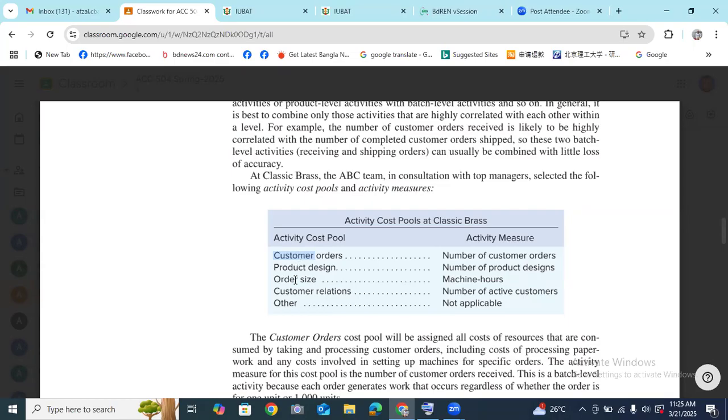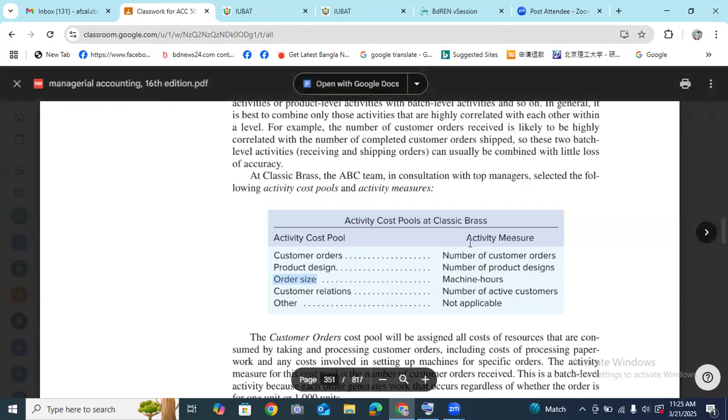For product design, you have the budget. For order size, you have the budget. Customer relations, you have the budget, and the others. So if you determine your budget for customer orders and segregate that amount, this is called a cost pool. That means accumulate the cost. Cost pool means here we accumulate the cost.